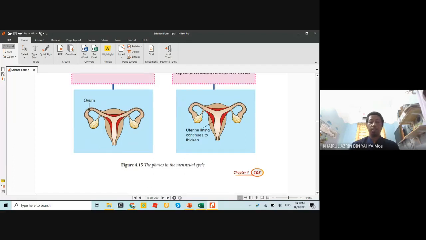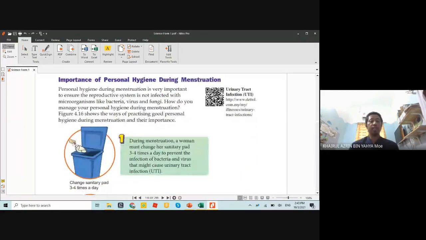Okay, and then next, importance of personal hygiene during menstruation. Personal hygiene during menstruation is very important to ensure the reproductive system is not affected by microorganisms like bacteria, virus, and fungi. How do you manage your personal hygiene during menstruation? How? Okay, so look at this diagram. Figure 4.16 shows the ways of practicing good personal hygiene during menstruation and their importance.